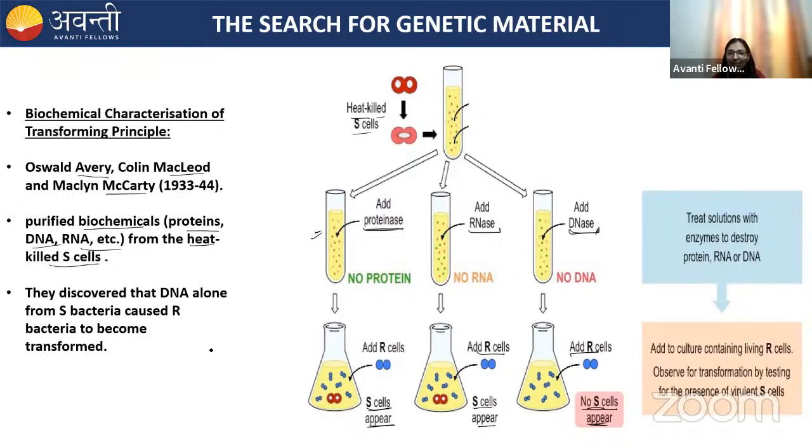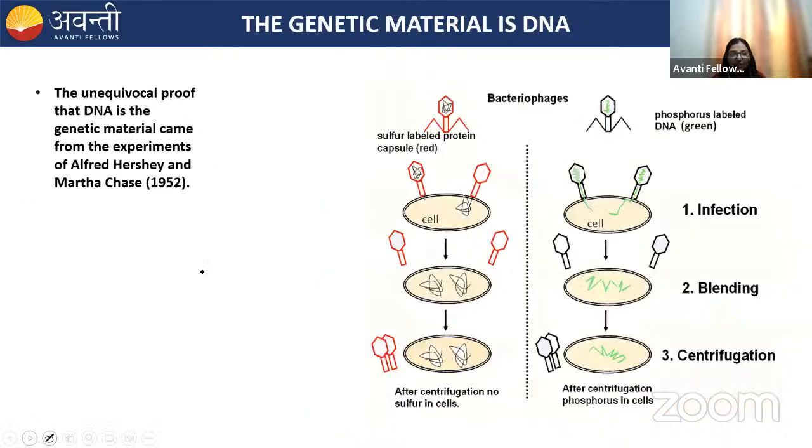But many scientists, or many biologists, were not convinced that the DNA is the genetic material. So the ultimate experiment was done by Hershey and Chase. And through this experiment, they proved that the DNA is the genetic material which is transferred from one generation to the next. So they worked on bacteriophages. Bacteriophages are the viruses that infect the bacteria.